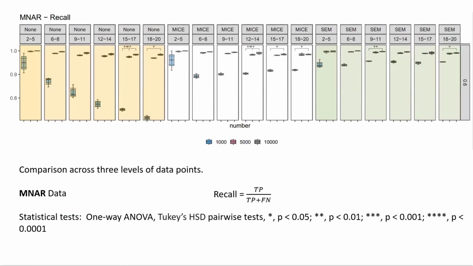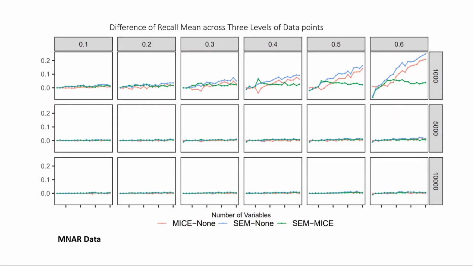We further compared the performance of each method across 3 levels of data points, where the data are missing log and random data and the missing proportion is 0.6. It indicates that a high number of data points would increase each method's performance, especially when there is a high proportion of missing data. We also compared the difference of 3 methods' record means across 3 levels of data points. It indicates that when we increase the number of data points to 5,000 and 10,000, the outperformance of the SEM algorithm and the MICE approach over doing nothing won't be as obvious as when there are 1,000 data points.